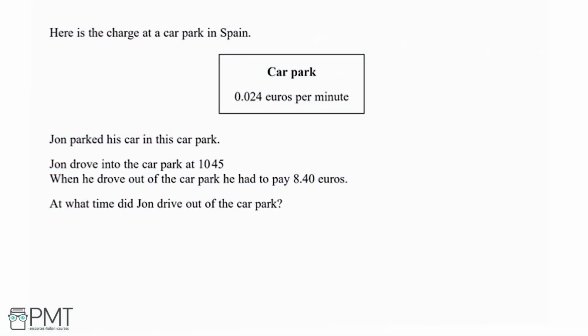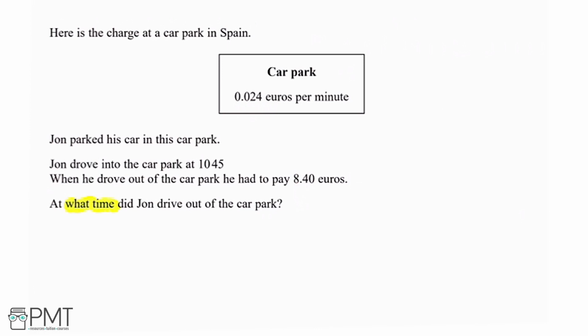Here is the charge at a car park in Spain. The car park is 0.024 euros per minute. So John has parked his car at this car park and he drove in at the time 10:45. When he drove out of the car park, he had to pay €8.40. And we need to work out what time John drove out of the car park.